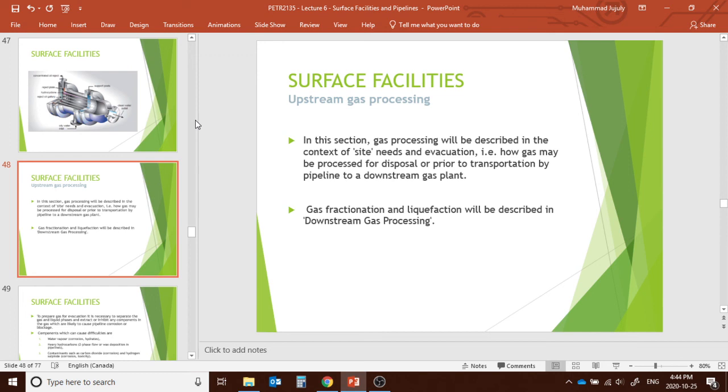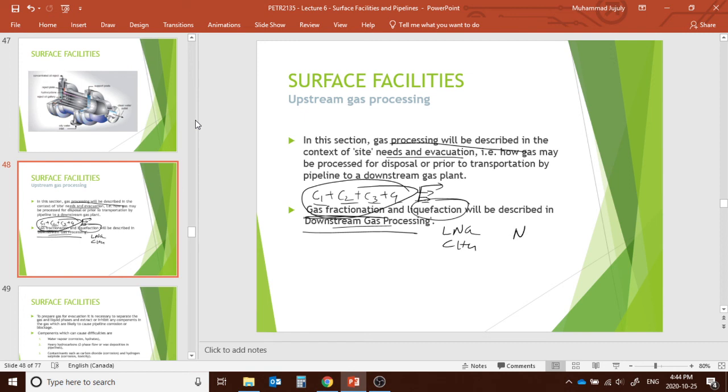So at the upstream gas processing, it is removing the contaminations. And at the downstream gas processing, it is the gas fractionation. That means if you have a mixture of C1 plus C2 plus C3 plus C4, that means methane, ethane, propane, butane, then you have to separate it, fractionate. That's the downstream gas processing section. And also liquefaction, like converting it to LNG or NGL. So these are the downstream gas processing.